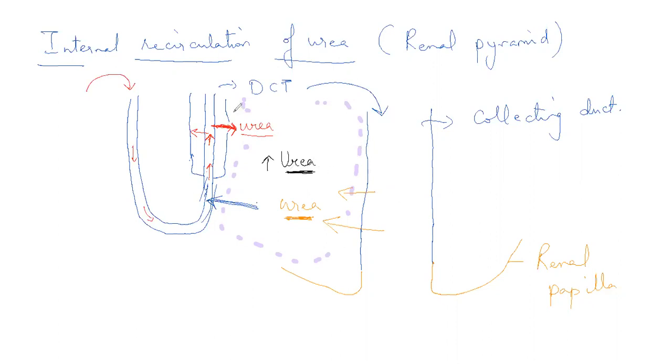This internal recirculation of urea between the DCT and the loop of Henle helps in concentrating the medullary interstitium further. इस पे अलग से क्वेश्चन आता होता है, तो हमने यहाँ पे डिस्कस कर लिया.